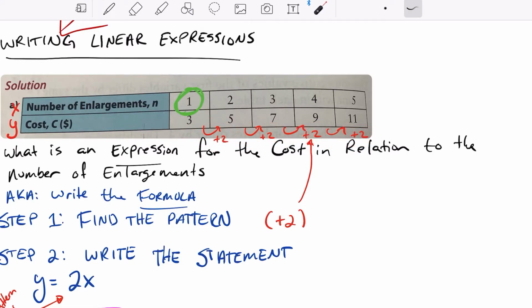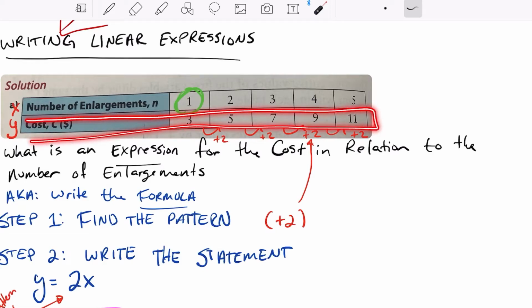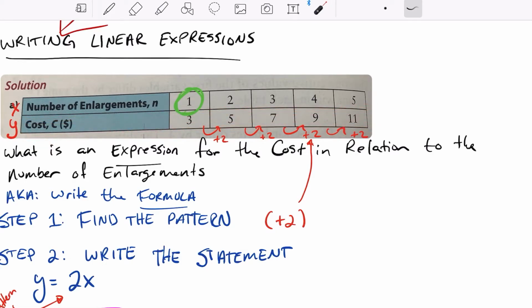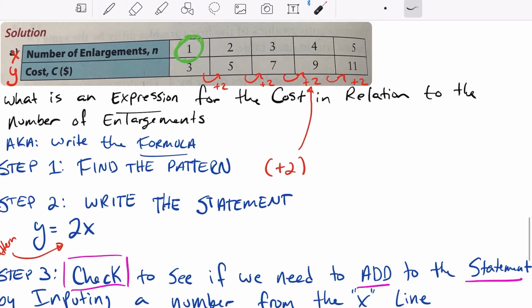What is an expression for the cost of the relation to the number of enlargements? So it's asking you for the formula, aka write the formula. So the first thing we did here is we found the pattern. We found the pattern in the bottom part of the chart. And so what we got was +2. Step 2, write the statement. You did this last time in 6.1. Y equals 2x. Why? Because this is the pattern number and it always goes beside the x value.